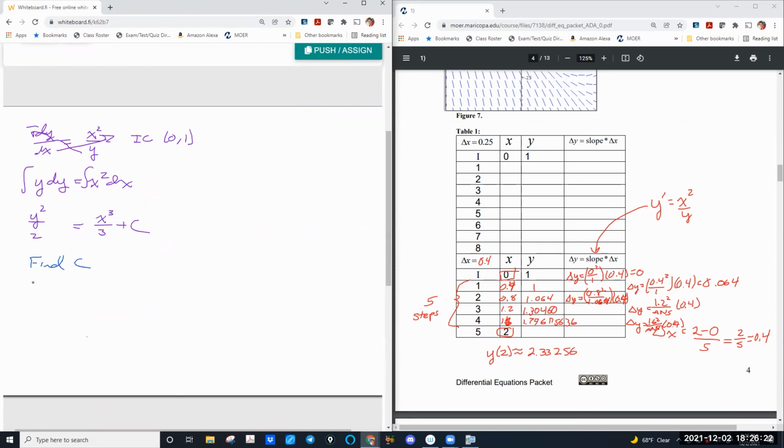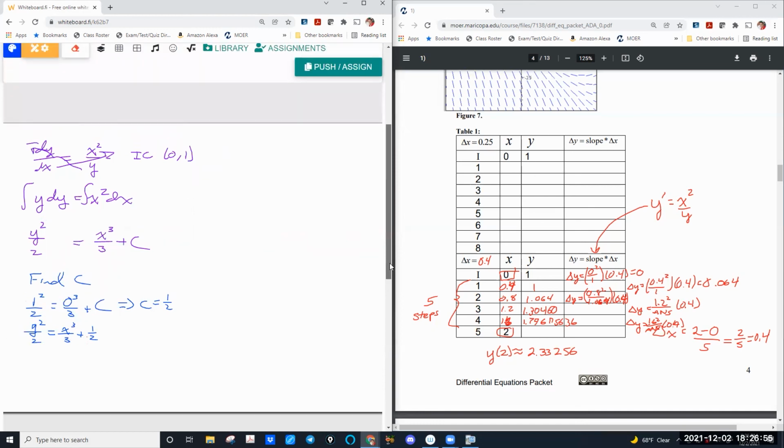So we're putting in 1 for y. So 1 squared over 2 equals 0 cubed over 3 plus c. Well, that leads us to c equals 1/2. So we found our c. So here's where we're at. y squared over 2 equals x cubed over 3 plus 1/2. If you want, you can find a common denominator, add those together. Nothing wrong with that.